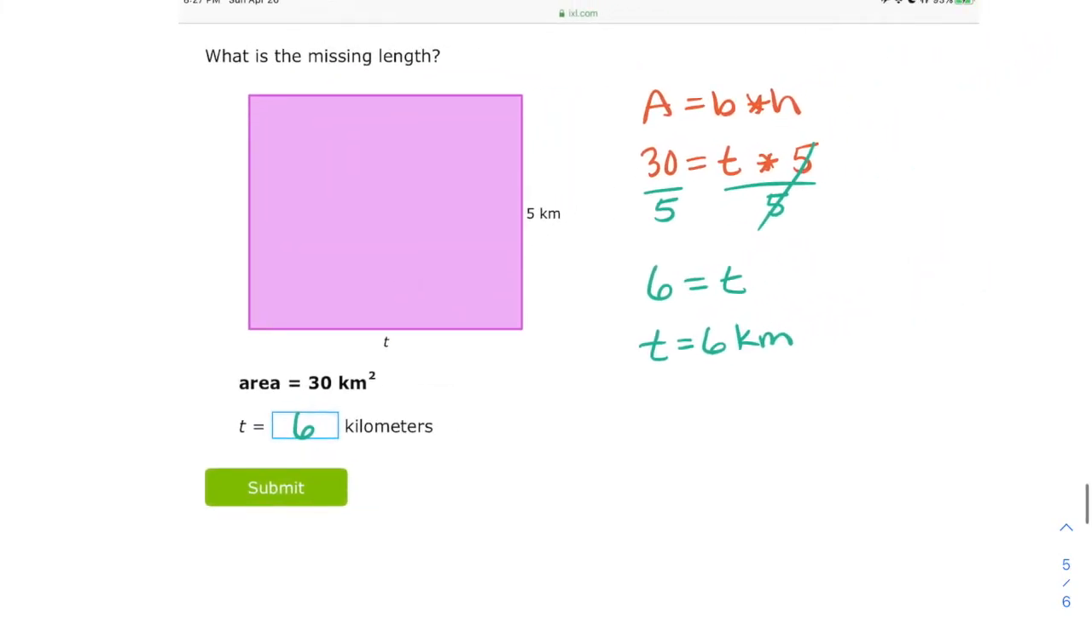So this is a working backwards problem. Let's check our work. 6 kilometers times 5 kilometers. 6 times 5 is 30. Kilometers times kilometers is kilometers squared. So we are good to go.